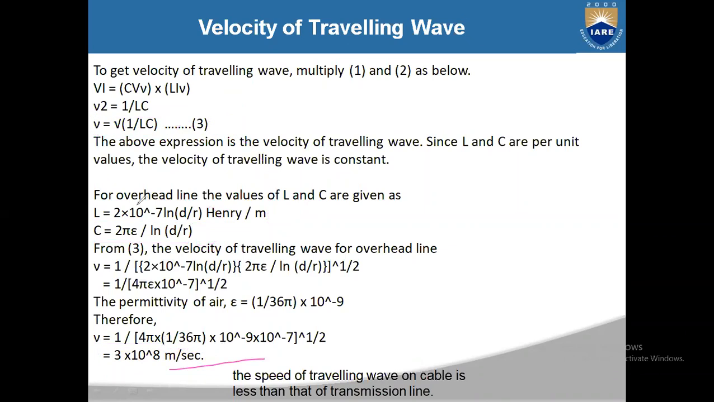Now this is for the overhead transmission line. Suppose you take underground cables. Here epsilon is nothing but epsilon naught into epsilon r. For an overhead transmission line, epsilon r is equal to 1. But in the case of underground cables, epsilon r has a value more than 1. So in underground cables the capacitance value will be very high. Because of that, the velocity of the traveling wave in a cable will be less than in the overhead transmission line.